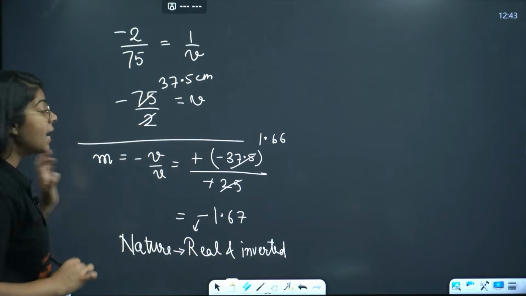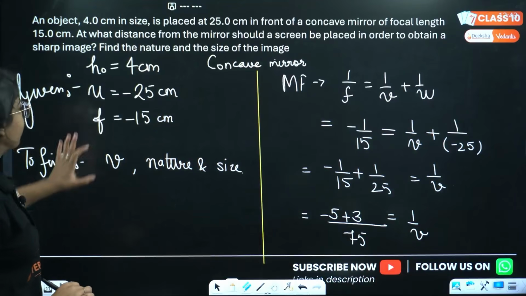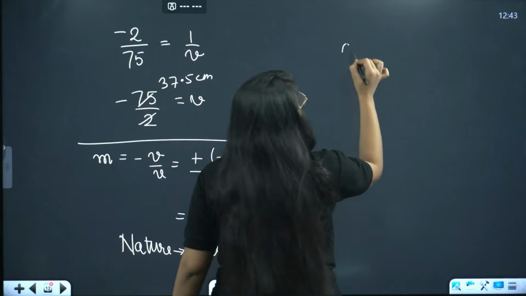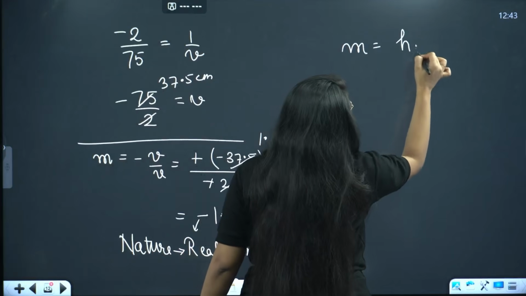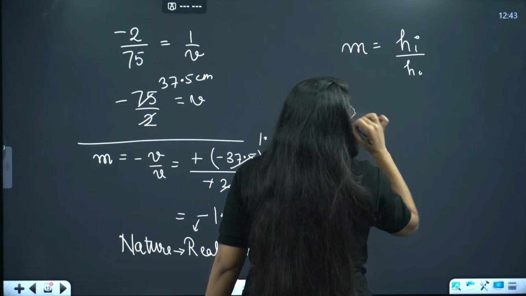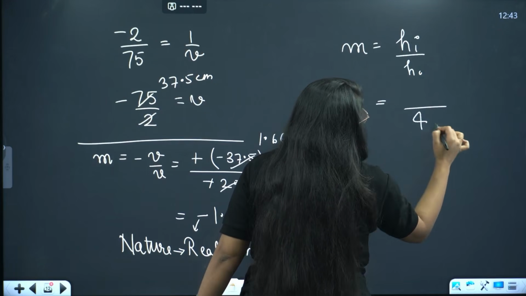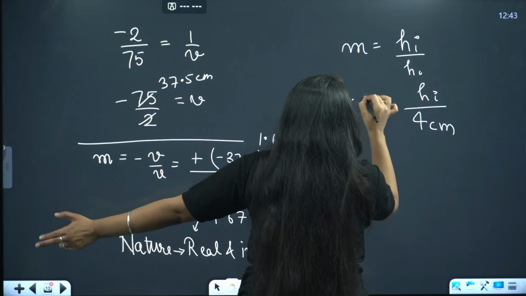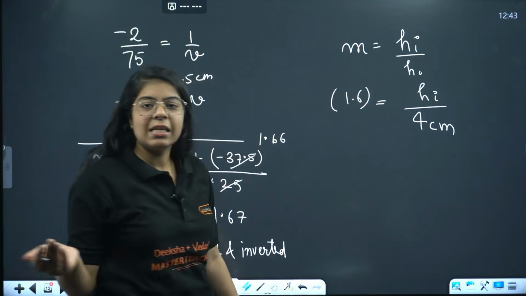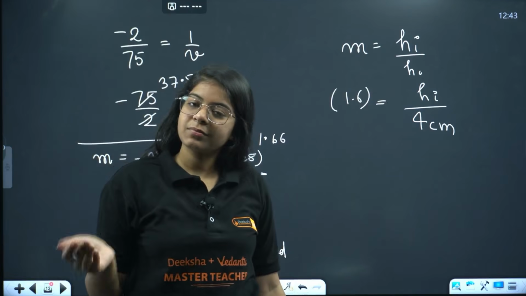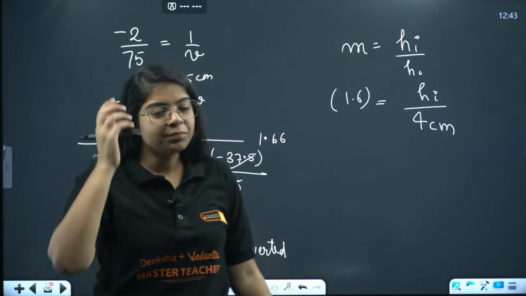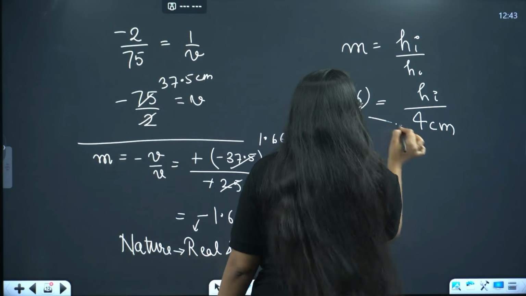And for size, now we have magnification and height of object. We know the formula of magnification is also height of image divided by height of object. Height of object is 4 centimeter, given. Height of image I have to find. Magnification I just found out. Can we easily solve this? Right? Correct, everyone? So just multiply these two.